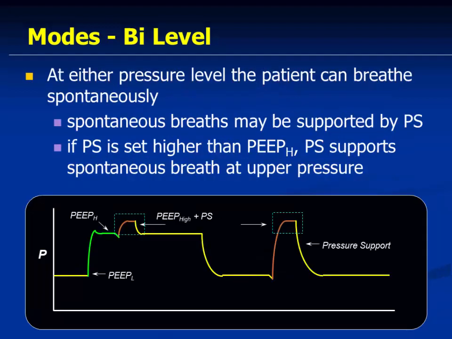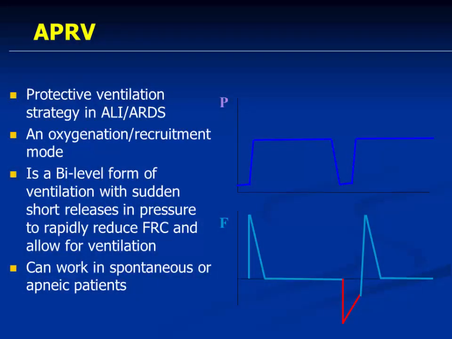At either pressure level, the patient can breathe spontaneously. Spontaneous breaths may be supported by pressure support. So you can apply pressure support right up here or right at the lower PEEP level as well. If PS is set higher than PEEP high or pressure high, this level, then PS supports the spontaneous breath at the upper pressure. So if it is higher than this, then at a spontaneous level it is supporting this. So it becomes a pressure support type of ventilation here.